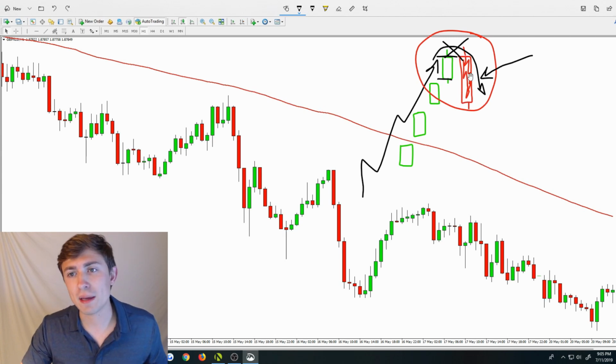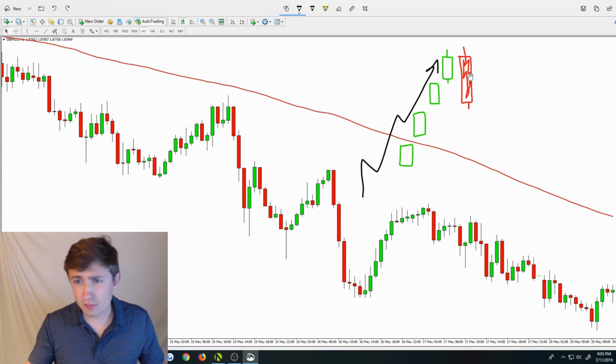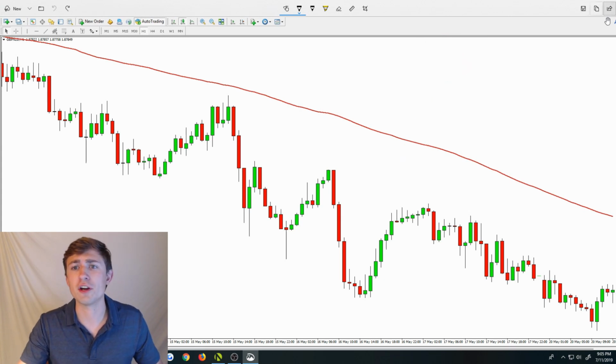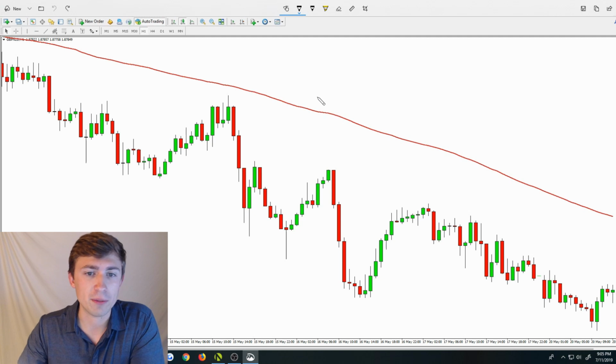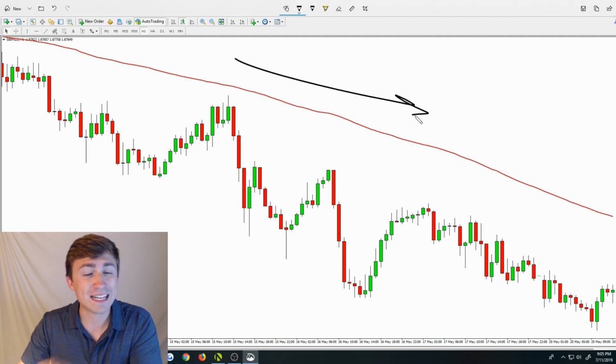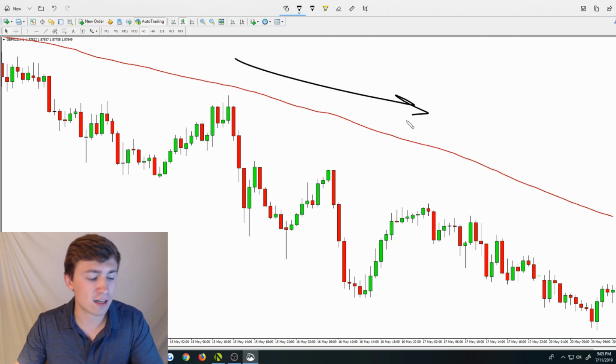Let's go ahead and look at some examples. On the chart here, you can see I've got an example pulled up. You can see we are in the context of a downtrend. That's going to be important, so stay tuned. We're going to come back to that concept in a second.